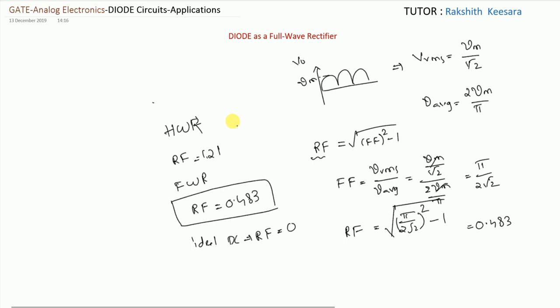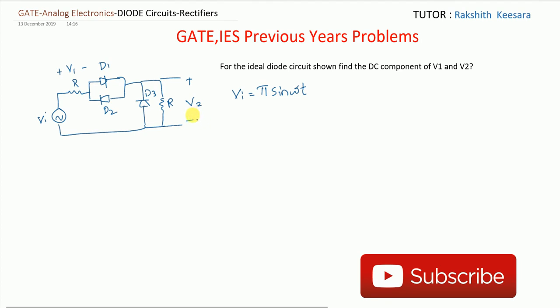Now I will solve some previous year GATE questions based on these rectifiers. This is the first question, guys. Input voltage is pi sin omega t. There are 3 diodes. He is asking the DC component of V1 and V2. DC component is nothing but average. He is asking V1 average and V2 average. So let me solve this first. This is our input voltage. Maximum is pi.